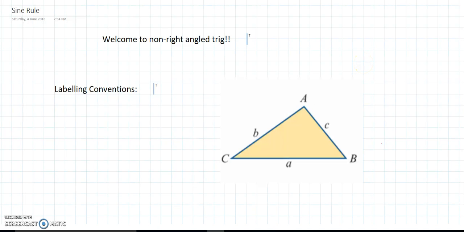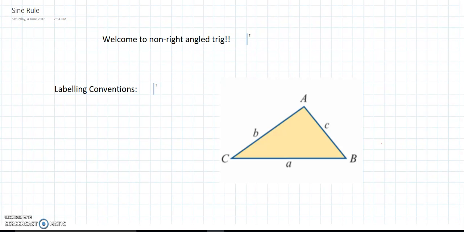Welcome to non-right angle trig, starting off with the sine rule. So quick recap of what we've done in the last couple of years is looking at labeling conventions for non-right angle triangles. We no longer have a hypotenuse, so it doesn't make sense to label one side H, or in the case of Pythagoras, label it C.